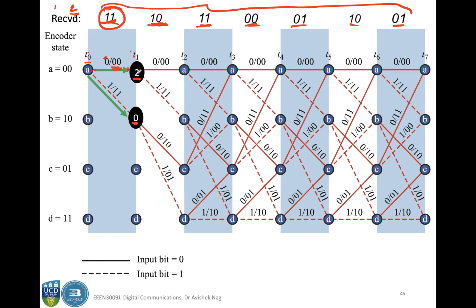So you write down these values here at t1. If you have reached t1 from t0 by taking this path, then the path length would be 2 based on the Hamming distance, and if you had taken this path from t0 to t1, the path length would be 0. So now the idea is to keep the shortest path. This is the shortest path according to the Hamming distance, because this and this exactly match, and therefore the Hamming distance is 0.